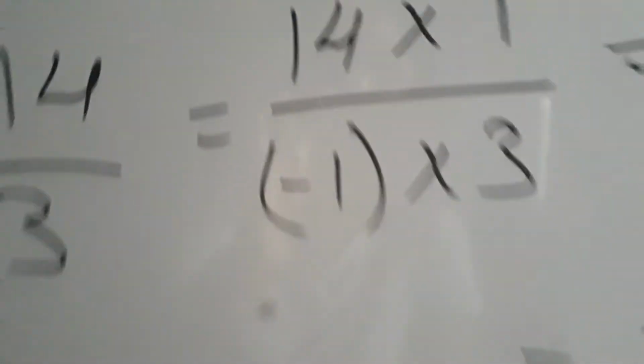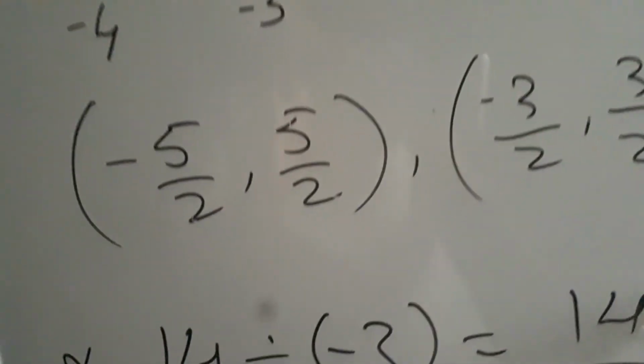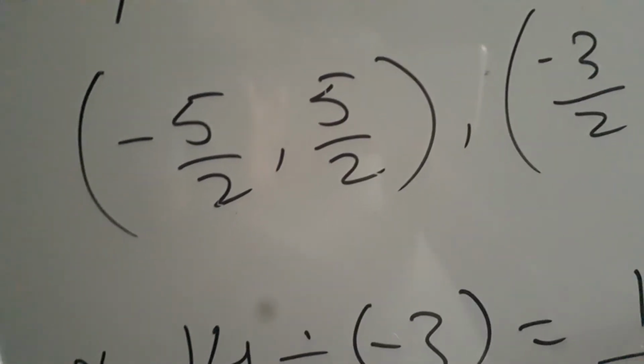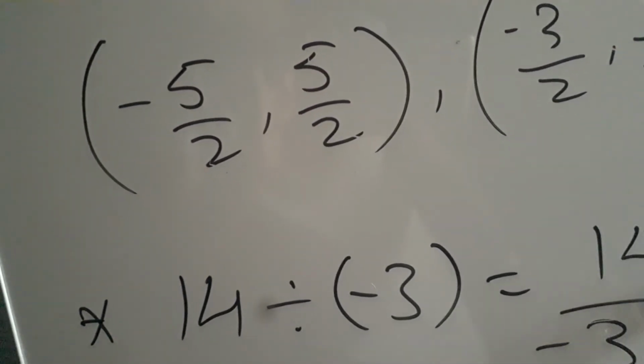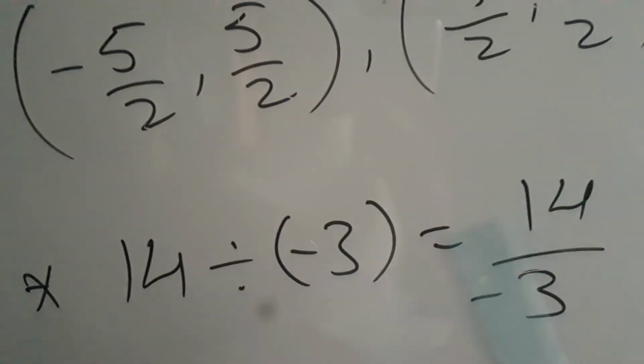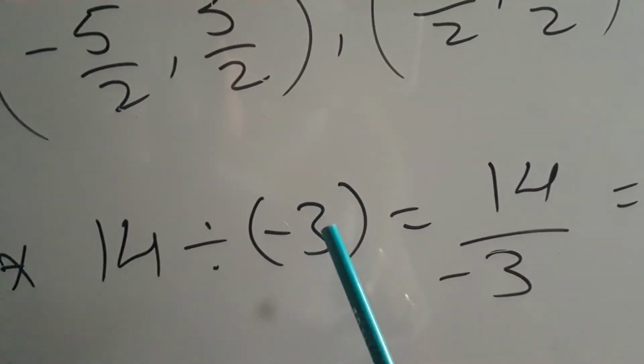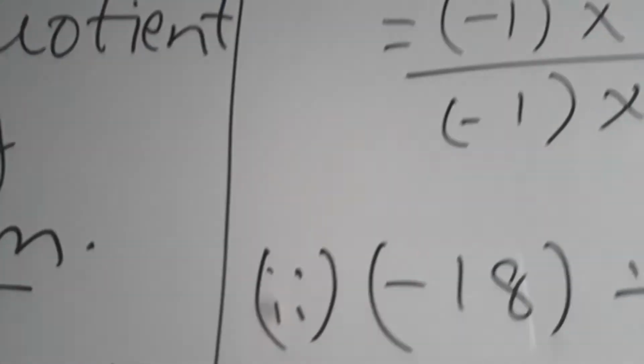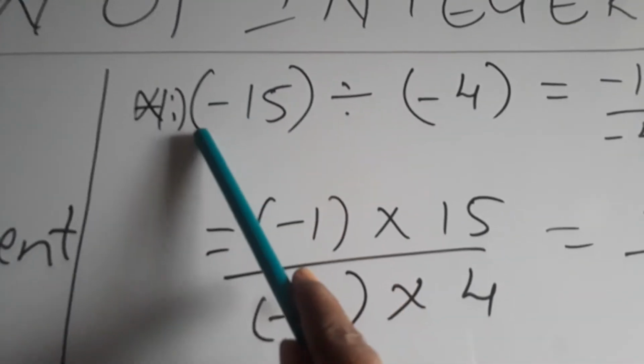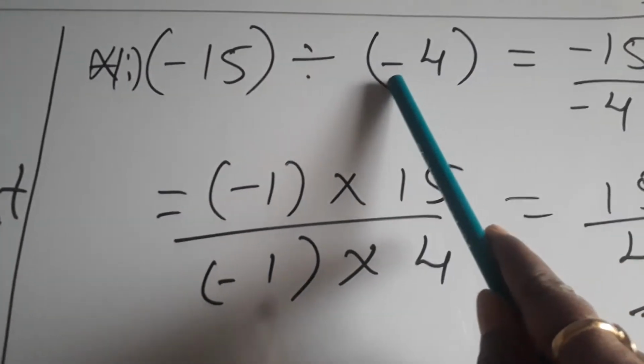We go on for the next example, and all this we are talking about the second point, to divide any positive integer by a negative integer. So a positive integer you are dividing by a negative integer. Now we go on for the next one, where you are dividing a negative integer by a negative integer.